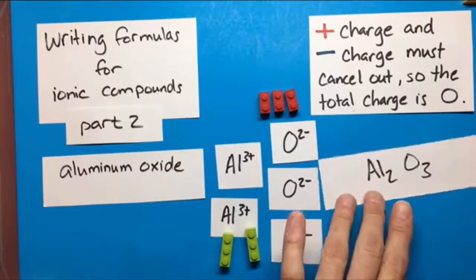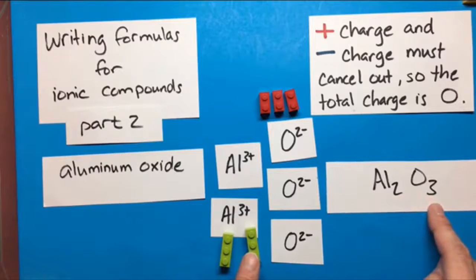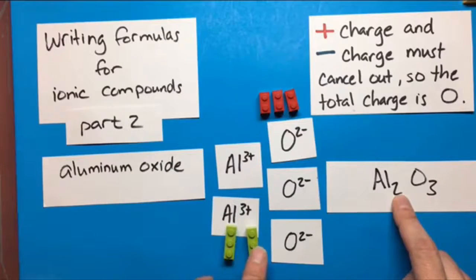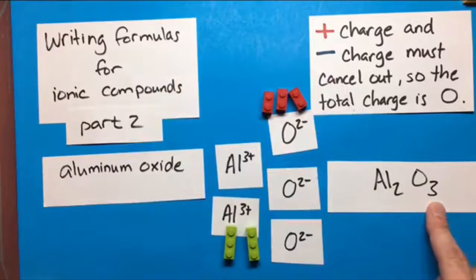And I write the formula Al2O3. The subscript 2 indicates that I have 2 aluminum ions. The subscript 3 indicates that I have 3 oxide ions.